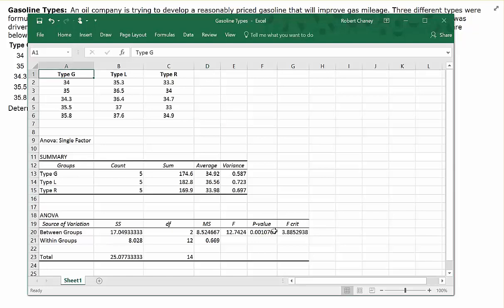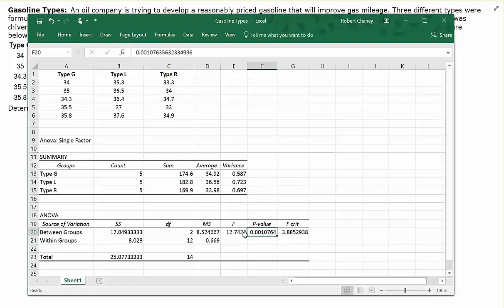The most important value in the ANOVA table is the p-value. The p-value is 0.0010764, and that's less than 0.05, our level of significance. So we can reject the null hypothesis and conclude that there is at least a couple of the population means that are not the same.